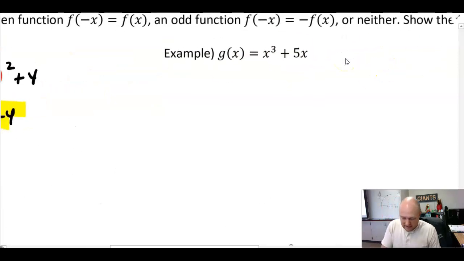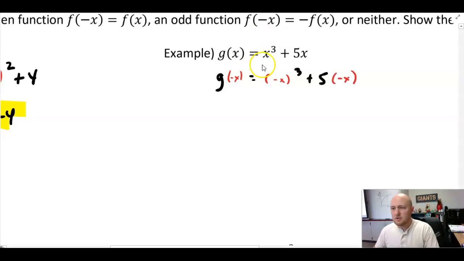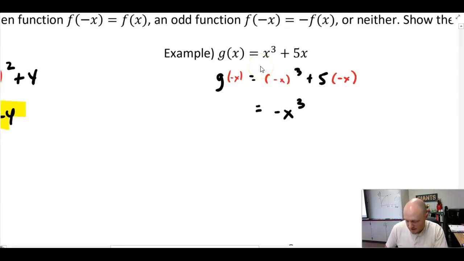All right, g of x. Let's go ahead and look at g. Again, I'm going to do the same thing. I'm going to evaluate negative x. We'll plug in negative x. And so here we get negative x to the power of 3 plus 5 times negative x. So wherever you see an x, you just replace it with a negative x. Now negative x cubed is going to give me negative x cubed, and 5 times negative x is minus 5x.